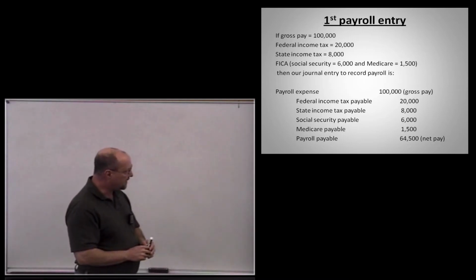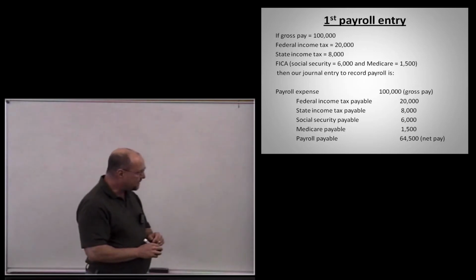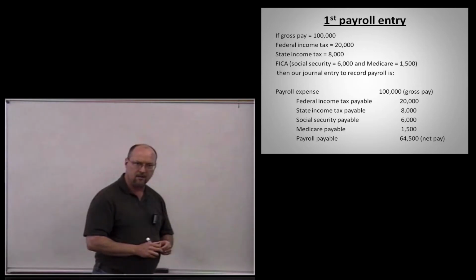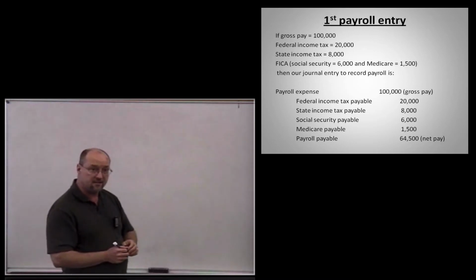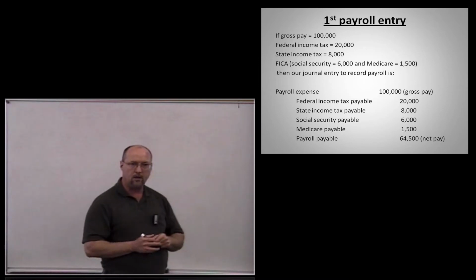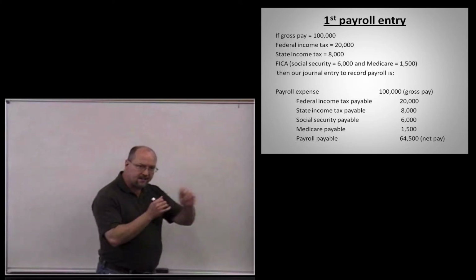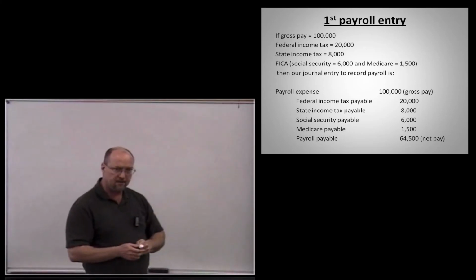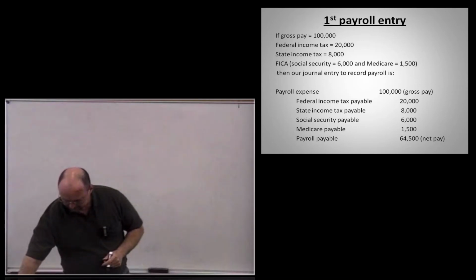So gross pay, which we debit the expense, $100,000. Net pay, we credit the payable. And that's the amount we're going to actually pay the employees. And remember, this money came out of their pockets. The employer is legally required to withhold this money and to pay it to the various agencies, okay? And so there you have the first journal entry.